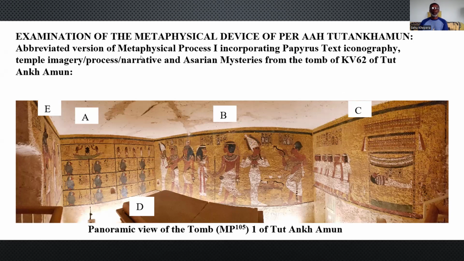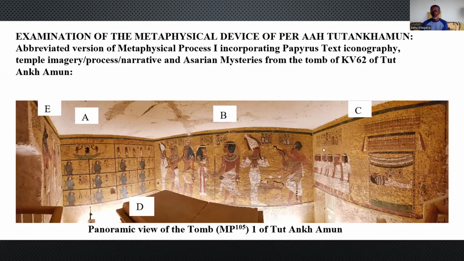So, an abbreviated version of Metaphysical Process 1, incorporating papyrus text, iconography, temple imagery, process narrative, and Amduat mysteries from the tomb of KV 62 of Tutankhamun. KV is an Egyptological naming device that is used to number the tombs in the order in which they were discovered.